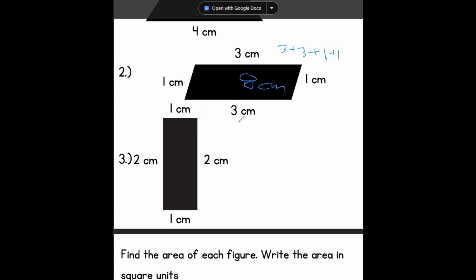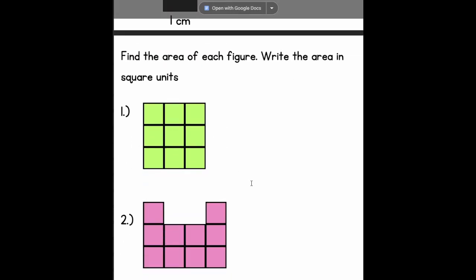For this shape, it's 1 centimeter, 2 centimeters, 1 centimeter, 2 centimeters. 1 plus 2 is 3. 1 plus 2 is 3. The perimeter of the shape is 6 centimeters. You have to make sure to have the units on there. Sometimes your teacher, or however it is that's grading, grades it wrong.